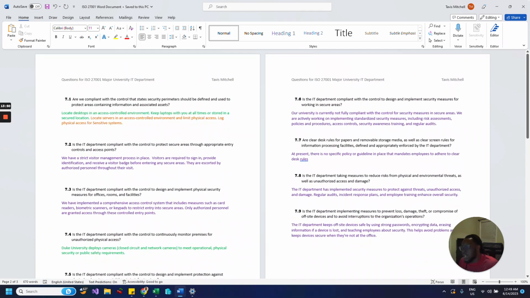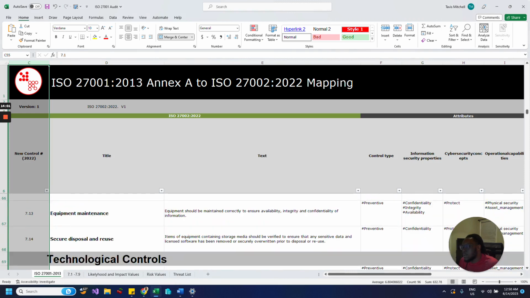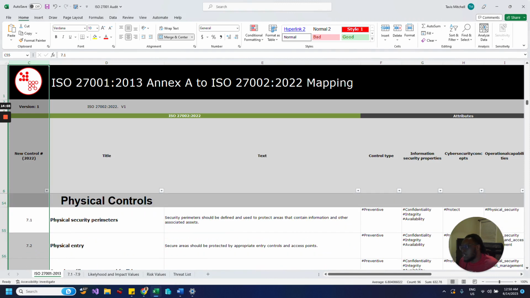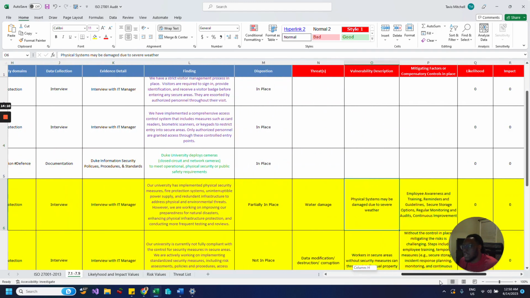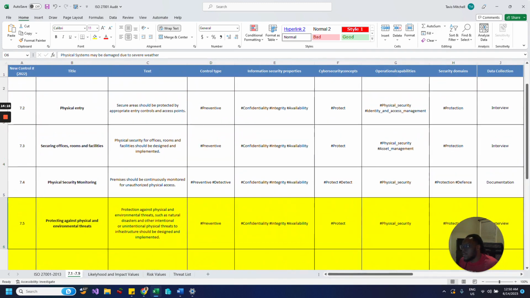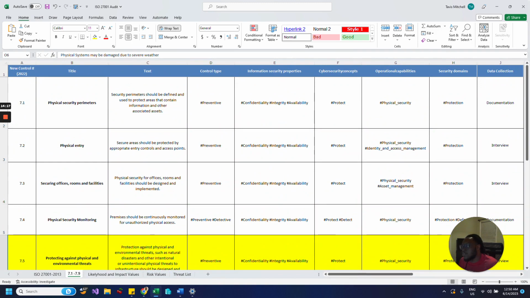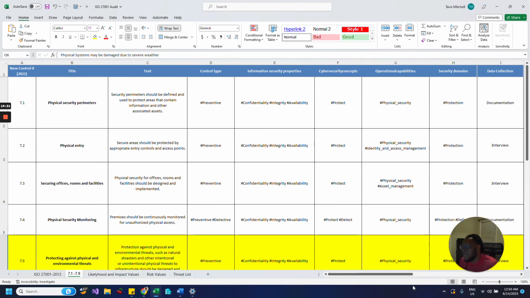So those are my questions, guys, that I asked the head of the IT department for the major university. So let's go back over here to our compliance audit. Remember, these are the controls, 7.1 to 7.9. And here they are. I threw them in this spreadsheet here. Okay. So remember, all I was asking was whether they were complying with these controls right here. All right. I just asked it in my own particular way.